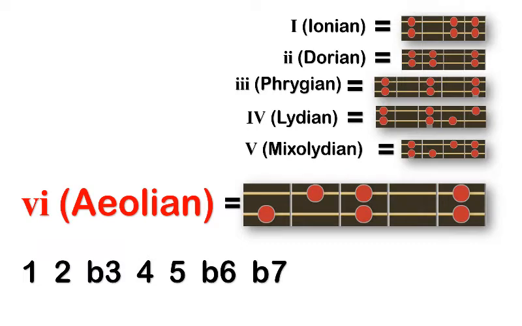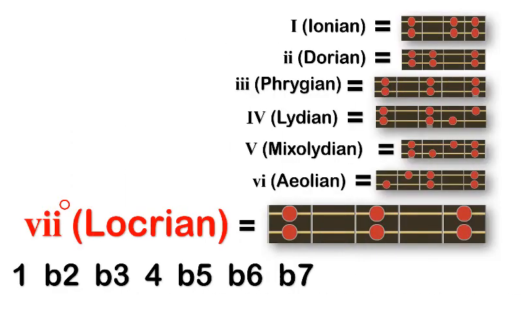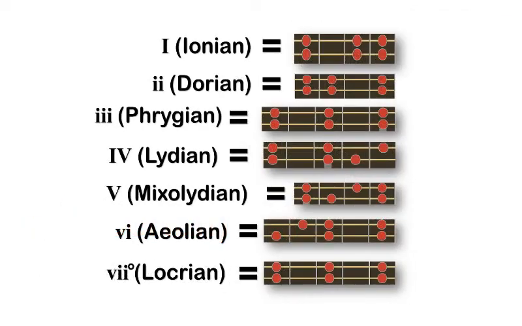The final mode corresponding to our diminished 7th chord is the Locrian mode, which has everything lowered except the 4th. This mode is just like the Phrygian mode with the addition of the lowered 5th. So here are our 7 mode shapes and what they look like on the B and high E strings.